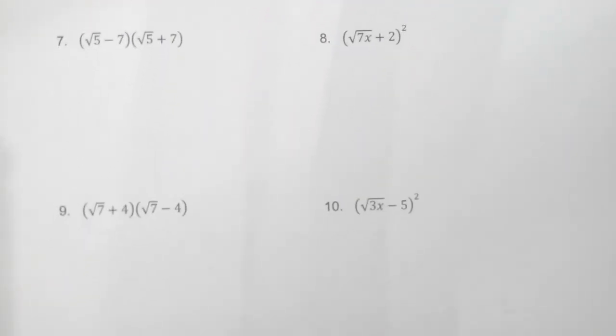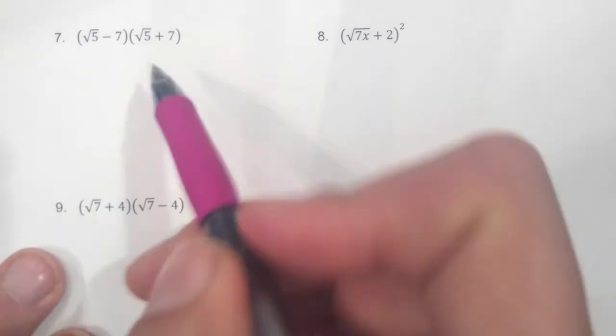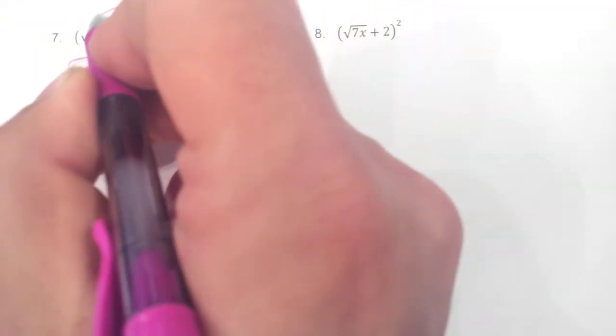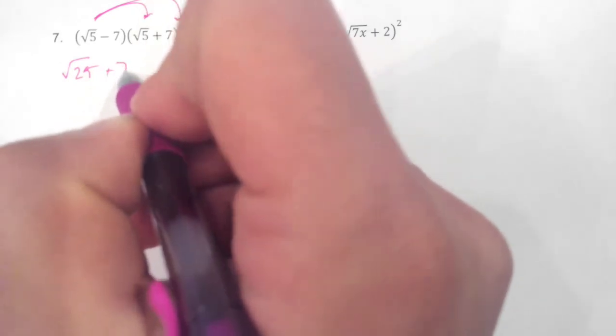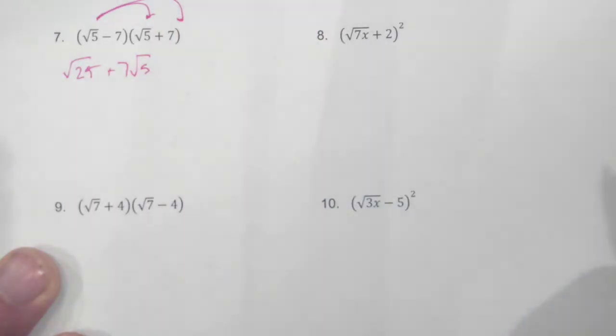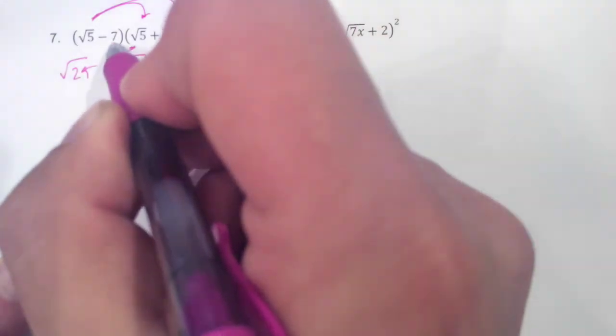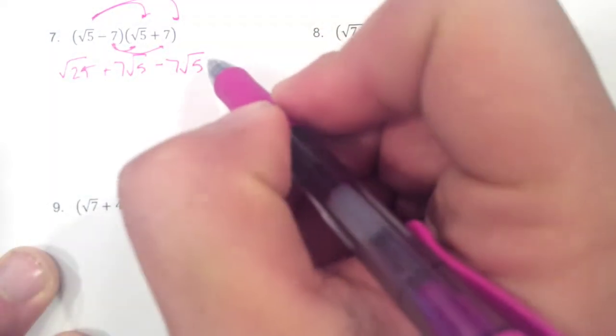Just a couple more examples here. These ones are kind of interesting. The square root of 5 times the square root of 5 is the square root of 25. This would be a positive 7 square roots of 5. Since one's inside of the radical and one's outside of the radical, they don't combine, they just stay separate like that. Here we have minus 7 times the square root of 5, which is again 7 square roots of 5. And then 7 times 7 is 49.